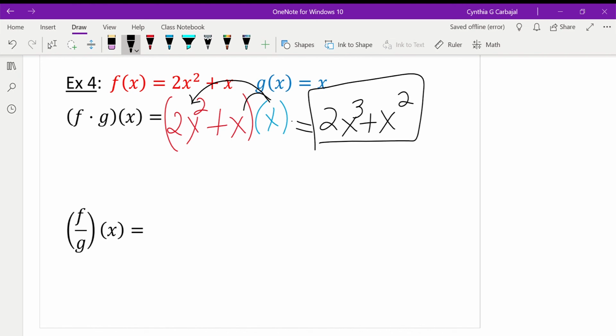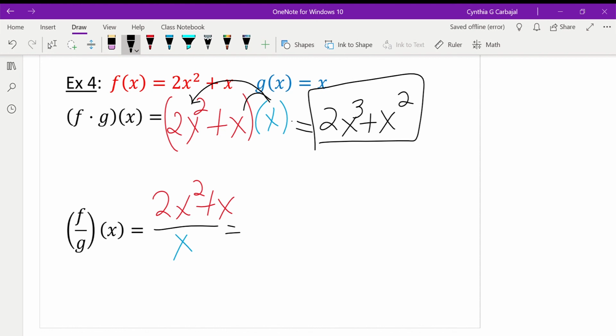There's no combining. The x to the third and x squared are not like terms, so that stays like that. Now, the division one is a little bit different than the other ones: 2x squared plus x over x. This one's different because I can actually simplify it, though I don't think you have an example of this in your homework, just FYI.